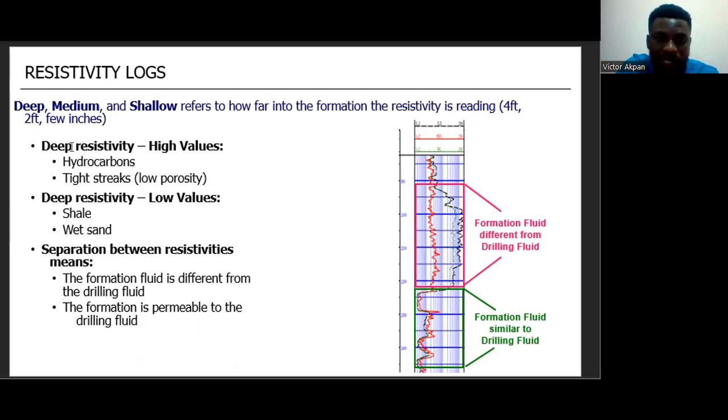For deep resistivity, we can have more precise, more accurate values. If it reads high, it will indicate hydrocarbon bearing, because hydrocarbon is very resistive to electricity. And if it reads low, it will mean that we have shale, which is very conductive to electricity.